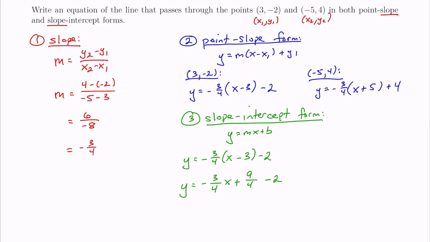To finish simplifying this, we need to combine the 9/4 with that -2. To do this, we need to think of -2 as -2 over 1, and we need to find a common denominator. In this case, the common denominator will be 4, so 9/4 is already over 4, but I need to multiply the -2 by 4 over 4. So my equation becomes y equals -3/4 x plus 9/4 minus 8/4.